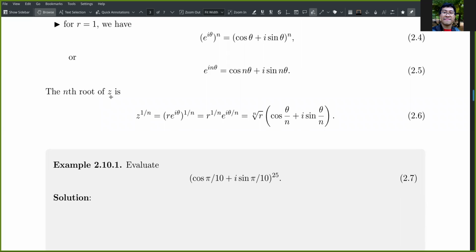So the nth root, if you raise z to the power of 1 over n, you have (r e^(i theta))^(1/n). So r^(1/n) times e to the power of i theta over n, or the nth root of r times cosine of theta over n plus i sine theta over n.